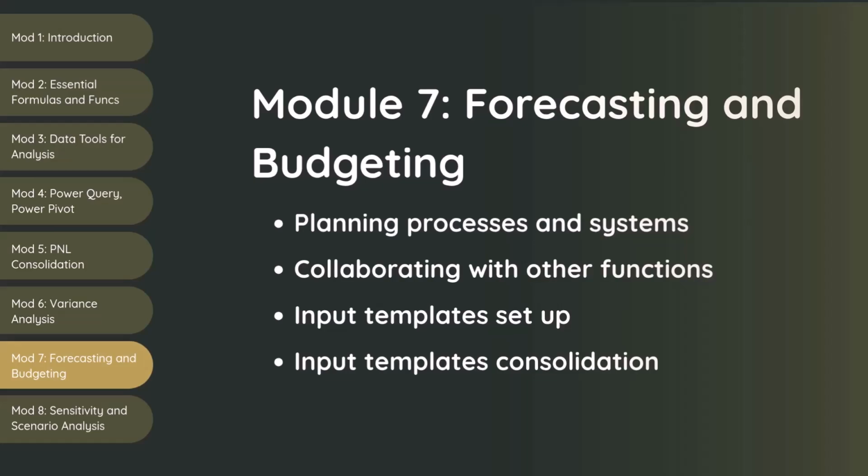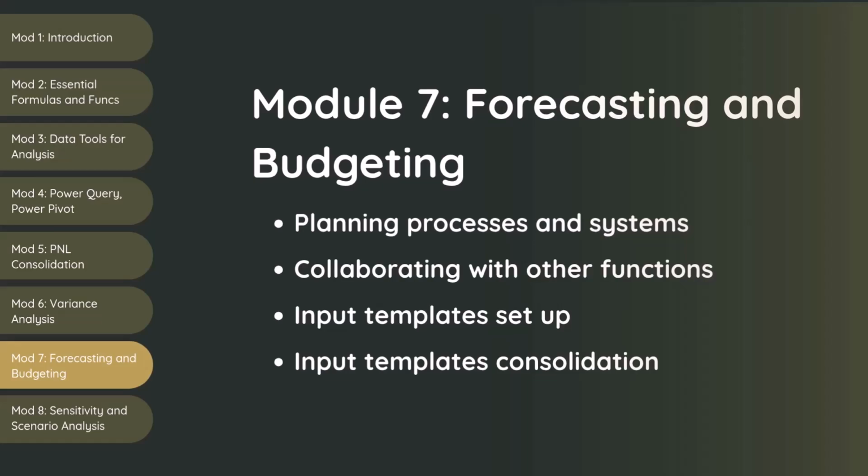Using the automation and data skills you've learned in part 1, we'll turn this challenge into a walk in the park. You'll learn how to design input templates, collect and clean data from multiple departments, and use Power Query to consolidate everything into dynamic refreshable budgeting models. Since this part of FP&A involves working closely with other teams, we'll also touch on the people side of FP&A, that is, how to collaborate effectively across teams during a budgeting cycle.